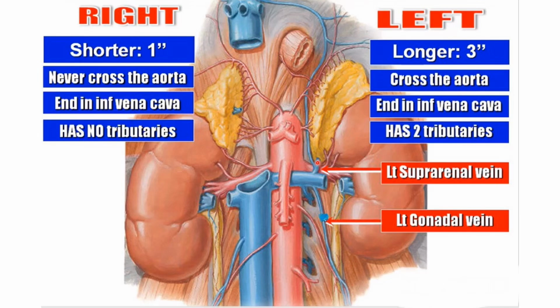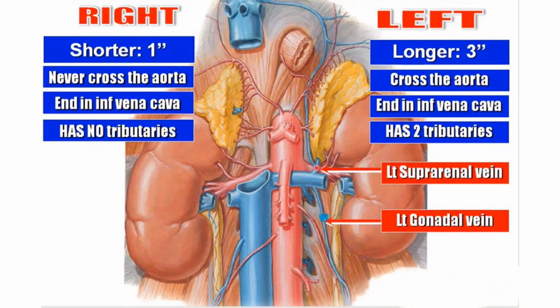Okay, again, so let's compare the right and the left. We'll look at the renal veins. We said that the right renal vein is shorter than the left because the left crosses the abdominal aorta. Both the left and the right renal vein empty into the inferior vena cava. The right renal vein has no tributaries, but the left renal vein has 2 tributaries, the left suprarenal vein and also the left gonadal vein.